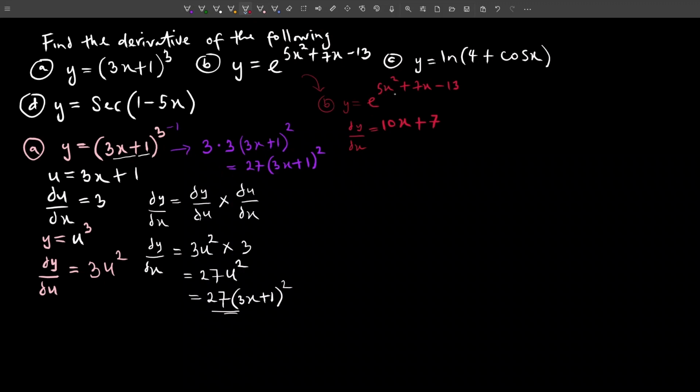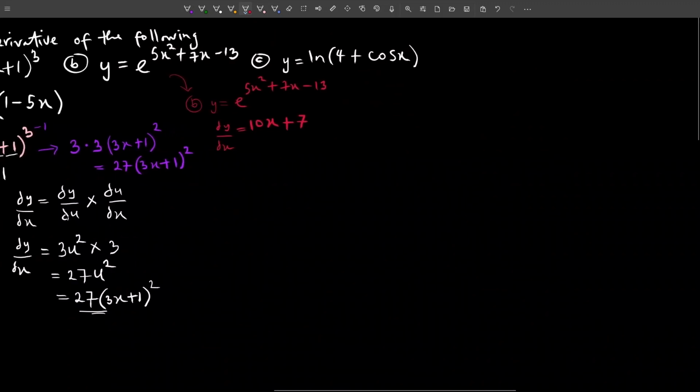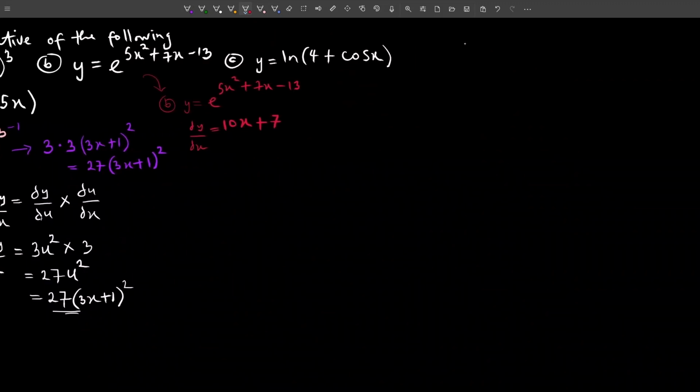When you differentiate e raised power something, don't forget that if y is equal to e raised power x, then dy/dx is also e raised power x. If it's e raised power something, it will give me e raised power that. So differentiating e raised power this will give me e raised power that. That's just a very simple way to remember. So e raised power 5x squared plus 7x minus 8.